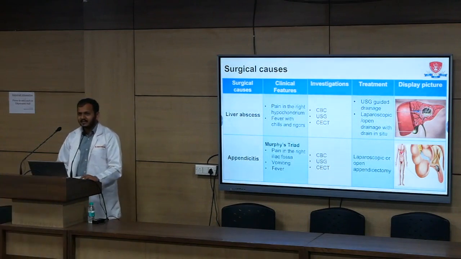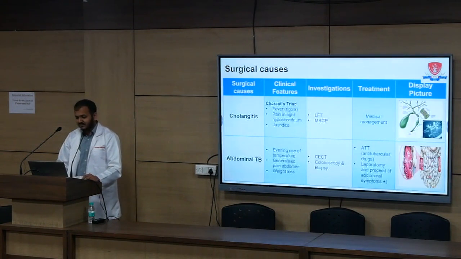The next disease is appendicitis. The patient presents with Murphy's triad, that is pain in the right iliac fossa, vomiting and fever. The investigations of choice are total leukocyte count, sonography and contrast enhanced CT. The treatment can be done by laparoscopic or open appendicectomy.